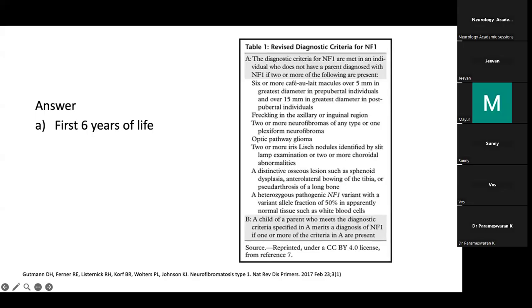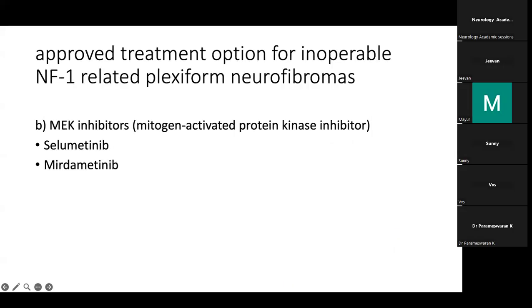The second question was the approved treatment option particularly for inoperable neurofibromatosis 1 related plexiform neurofibromas. Mitogen activated protein kinase inhibitors were approved for this, selumetinib and mirdametinib, one of which would give you the correct answer.